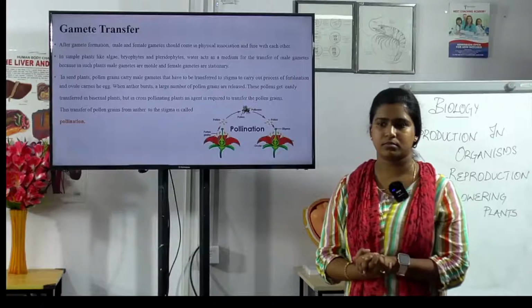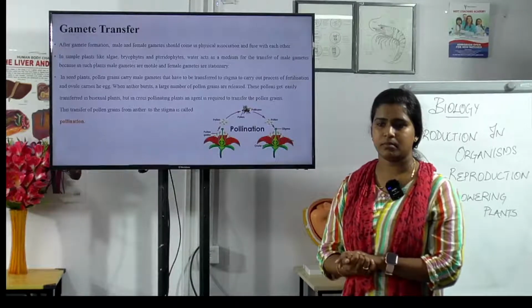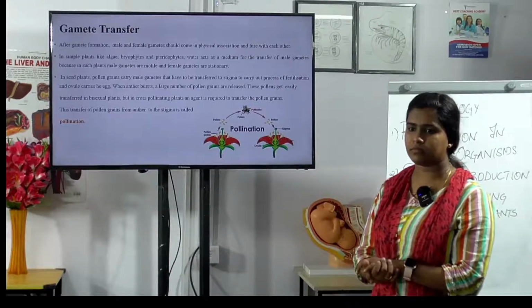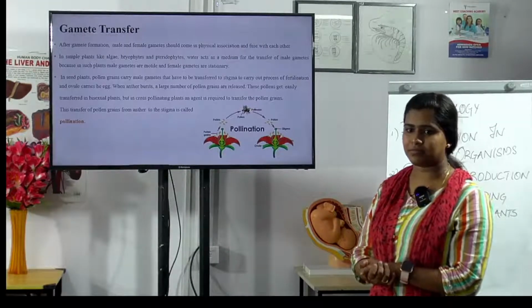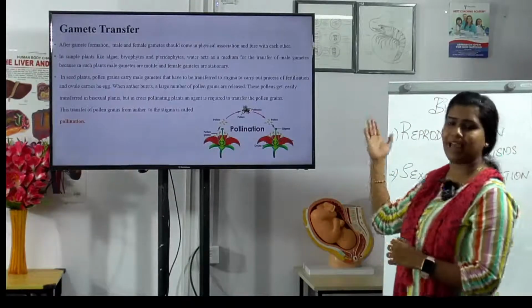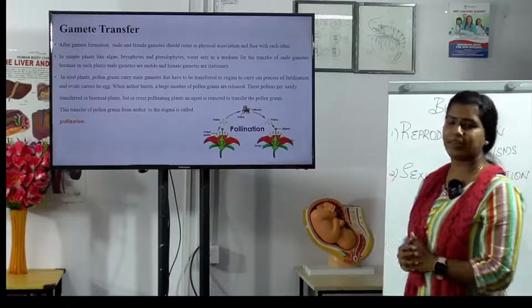After the maturity of the male gamete, the male gamete is released and floats on the water and reaches the female. That is called gamete transfer. In some, male gametes are motile, and female gametes are stationary.